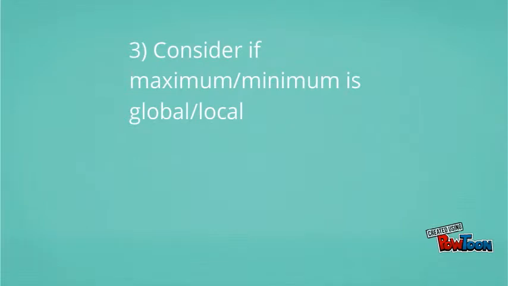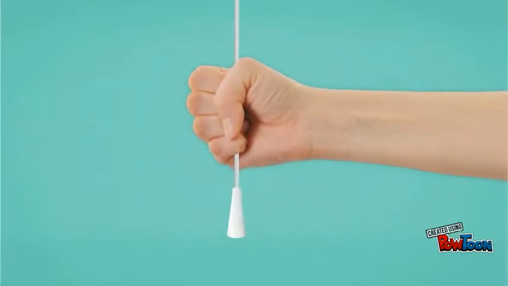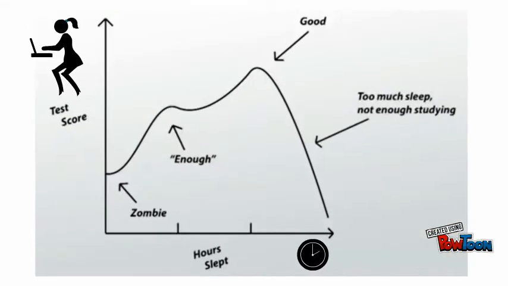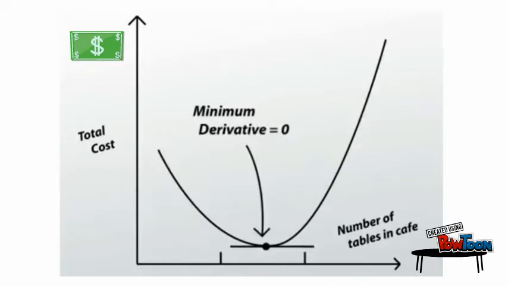The final step is to compare the maximum or minimum values together, and whichever has the higher or lower value is the global maximum or minimum point, and the rest are local maximum or minimum points. So here you can use min-max to find the number of hours you should sleep to maximize your test score, or the number of tables in a coffee shop to minimize the total cost.